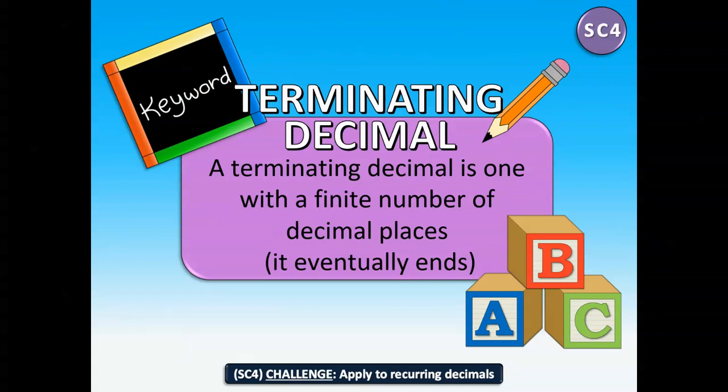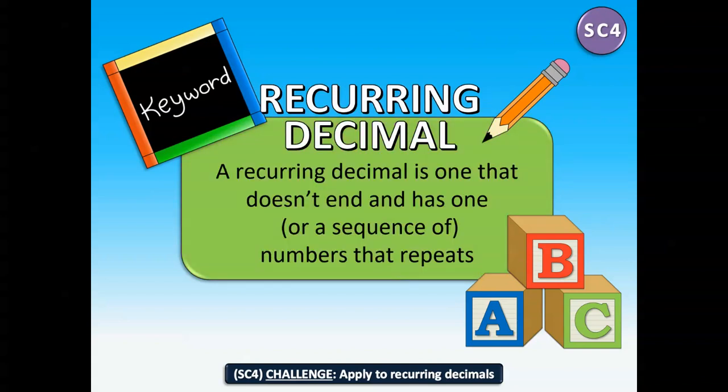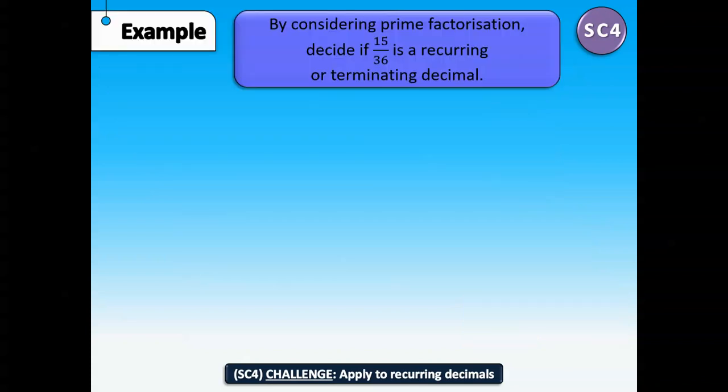So a terminating decimal is one with a finite number of decimal places. So that means it eventually ends. A recurring decimal is one that doesn't end and has one or a sequence of numbers that repeat itself. So by considering prime factorisation, we need to decide if 15 over 36 is a recurring or a terminating decimal.